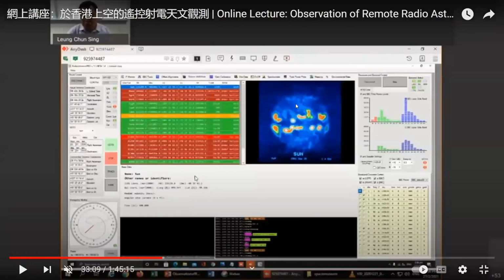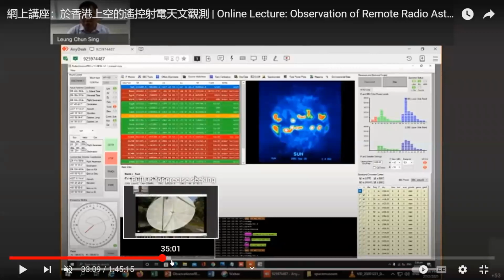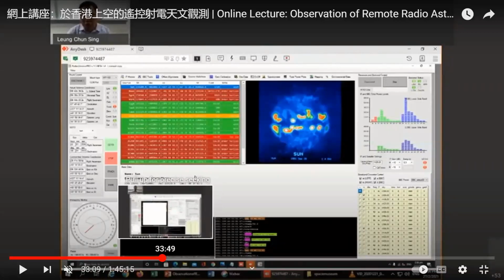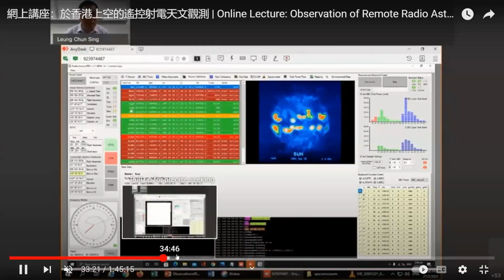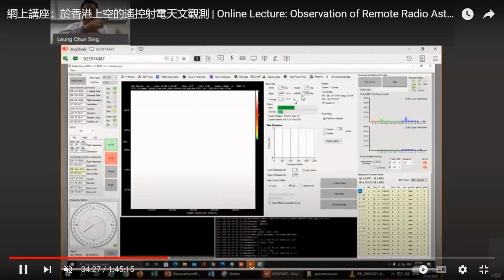First, may I say a few words about the Sun image, which was not captured by myself. This was captured by the VLA in the 1980s. Let me start this video. Please wait a short moment. We move on to this page, and here we have a mapping method.